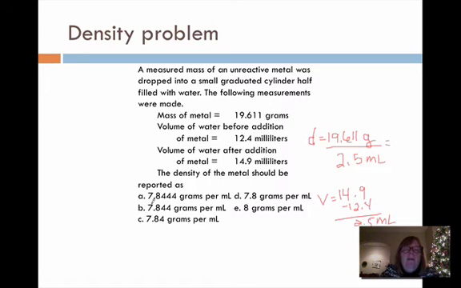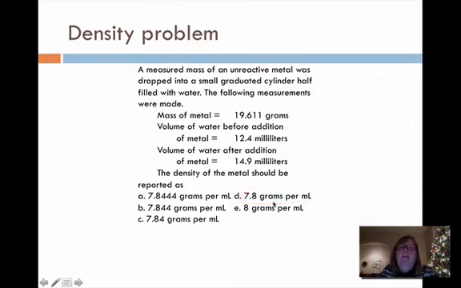So should we report it? If you put it in your calculator, you're going to get 7.8444. But that's too many sig figs. So the right answer is right here, 7.8 grams per milliliter, to 2 significant digits. Okay, we're actually going to determine the density of some metals by water displacement in the lab tomorrow.